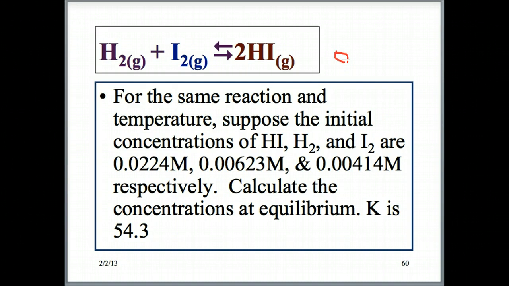You're going to find out that Q is equal to 19.45. Okay, so Q is smaller than K. Right? When you compare the two, you're going to see that Q is smaller than K, which means that the denominator is too large, which means that the reaction is indeed going to go, we're not at equilibrium, it's got to go to the right.